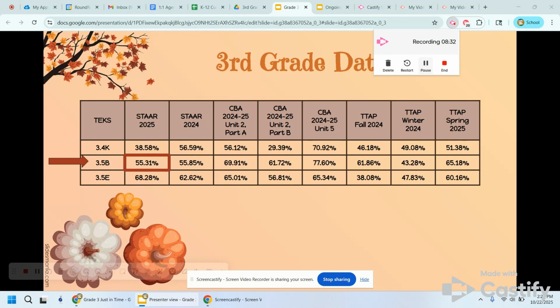All right, let's look at 3.5-B. 3.5-B on the STAR test last year, only 55% of the students got it correct. So let's take a look at what those questions looked like.